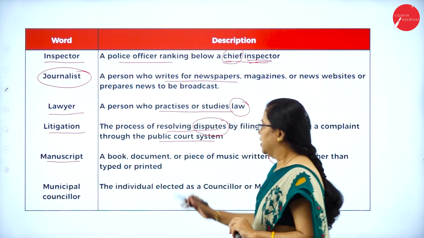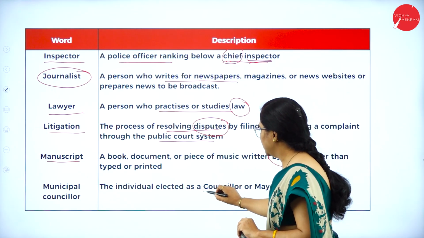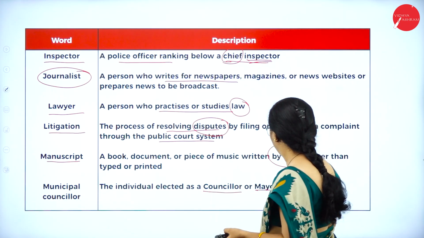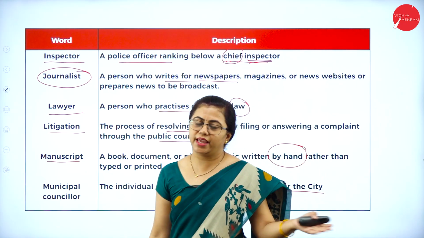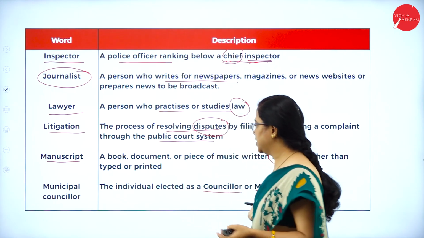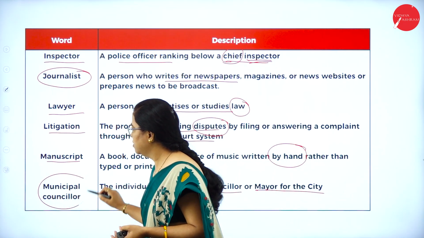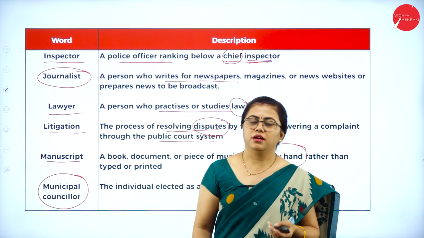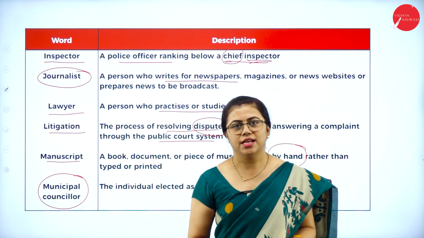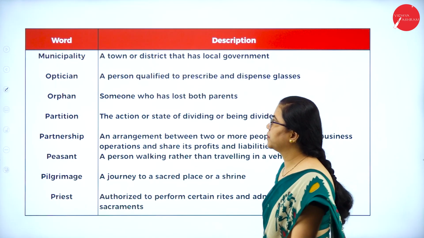Fine. The individual elected as a councillor. So it's very easy to understand, or mayor for the city. They can give councillor that word only, or it can be the mayor for the city also. So that is nothing but a municipal councillor. My neighbor was elected as a municipal councillor. That is a simple sentence that you can frame.